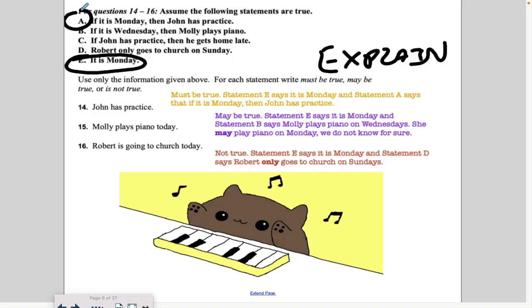Molly plays piano today. Anybody want to tell me why it might be true? Kennedy? Because it doesn't say that she only plays on Wednesday. So we know it's Monday, and we know that if it's Wednesday she plays piano. We don't know she doesn't play on Mondays. We just know she definitely plays on Wednesdays. And then the last one, Robert is going to church today. This can't be true because of statement E. It's Monday, and that goes with statement D. So questions like this, usually they're not too bad, but you will have to explain, like I did and you did right there, on your next test.